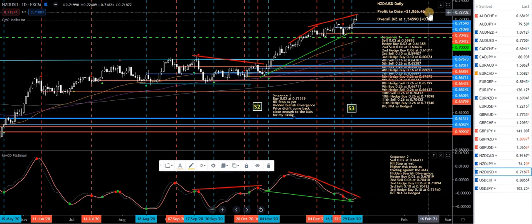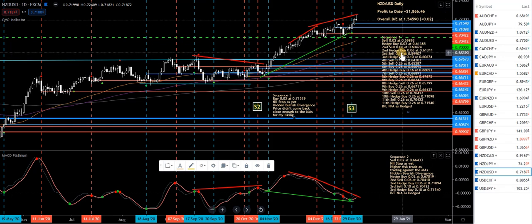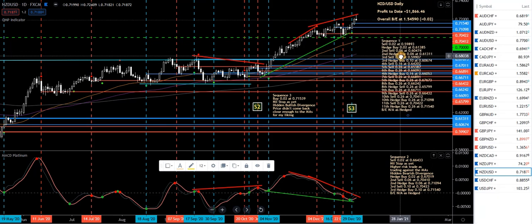But we're doing all right, making a bit of profit, 1,800 on this pair. So it's a pair I don't mind trading. It's very similar to the Aussie. Aussie and the New Zealand's tend to move together.